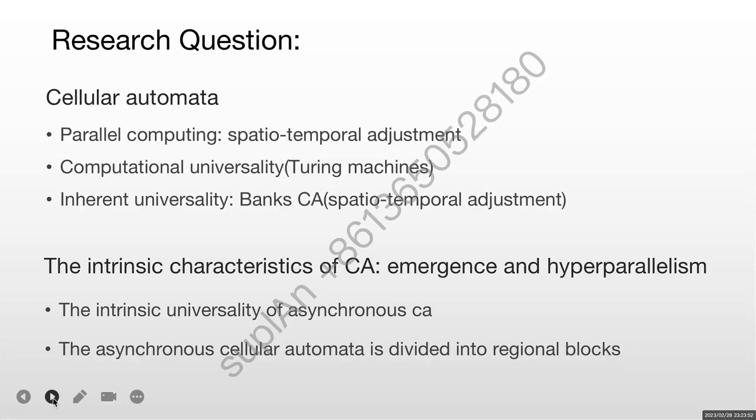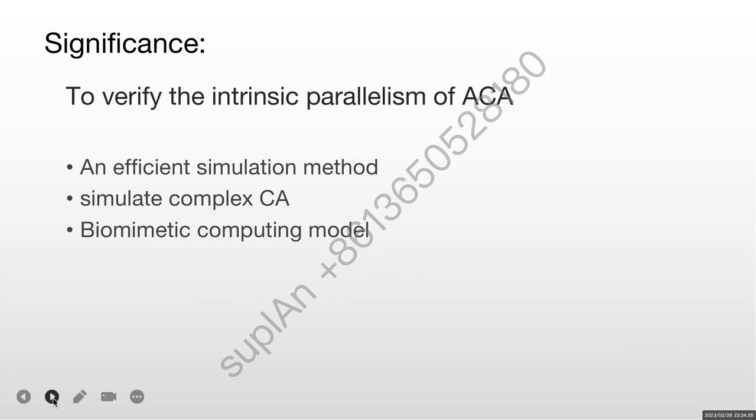According to the multi-layer organization structure of natural life, the ACA is divided into regional blocks, and the cells of each regional block interact with each other and work together to simulate the state changes, so as to achieve super parallel computing. To verify the intrinsic parallelism of ACA, firstly, an efficient simulation method for synchronous CA and asynchronous CA is designed. Then simulate complex CA.